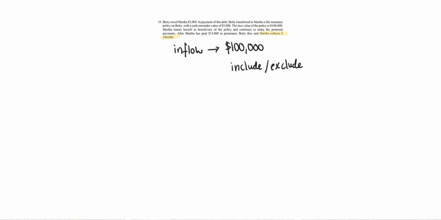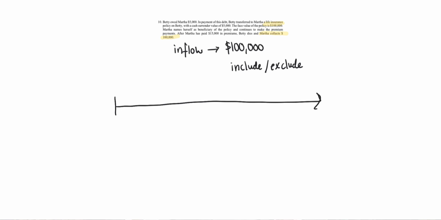We've got some key terms here. We have life insurance. And then it looks like there's a transfer. So Betty owed Martha $5,000. In payment of this debt, Betty transferred to Martha a life insurance policy on Betty. So you have to kind of think. This question helps you understand there's a lot of stuff going on. There's a lot of events. And the best way I like to do this is draw a timeline, right? A timeline over time. We don't know what years stuff happened.